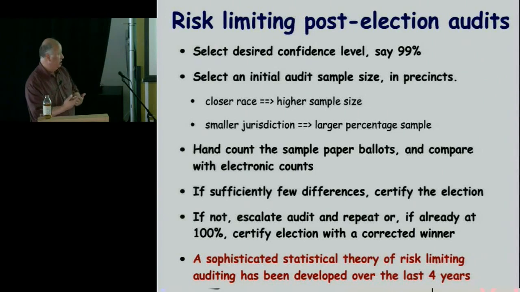If there are sufficiently few differences, you can certify the election. If there are a number of differences that do not reach the 99% confidence level that you chose at the beginning, then you increase the size of the sample, and you repeat until you either do reach that confidence level or you've 100% counted all the paper ballots. That's the kind of process that we would like to institutionalize. We, the security community, and Verified Voting, the nonprofit organization that I am the chairman of the board of, that's the kind of process that we would like to institute across the United States.